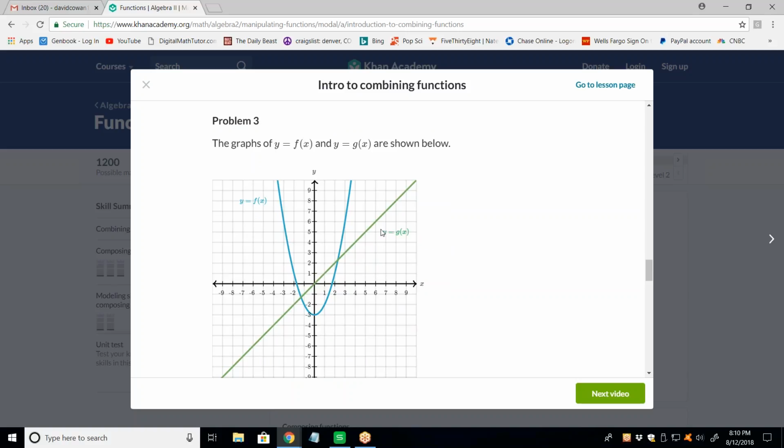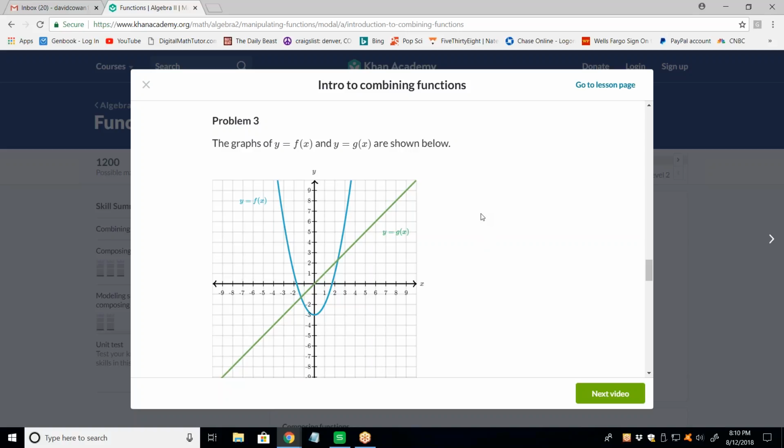Now, notice that the green line is the straight line, and that also is labeled y equals g of x. So the green line is g of x. And the blue line is a parabola, which means that's a quadratic, but that's f of x. So we have a quadratic and a linear function here.